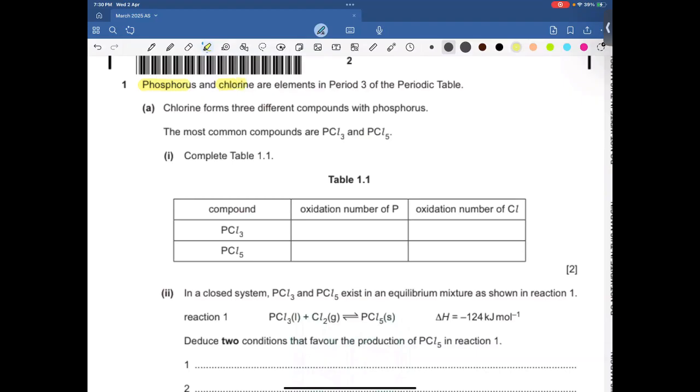Phosphorus and chlorine are elements in period 3 of the periodic table. Chlorine forms 3 different compounds with phosphorus. Well, chlorine can form many compounds with phosphorus. The most common compounds are PCl3 and PCl5.